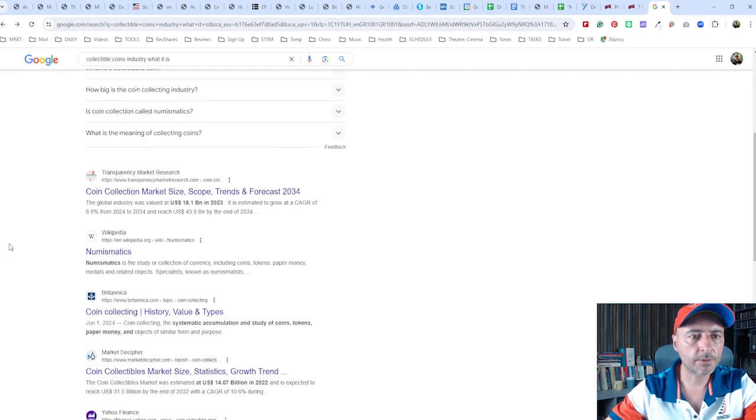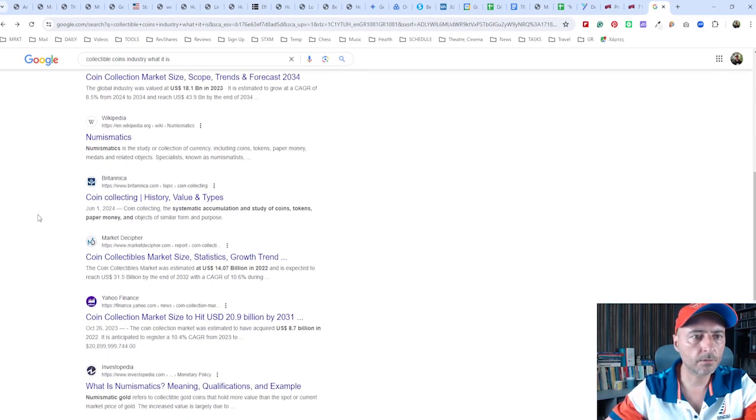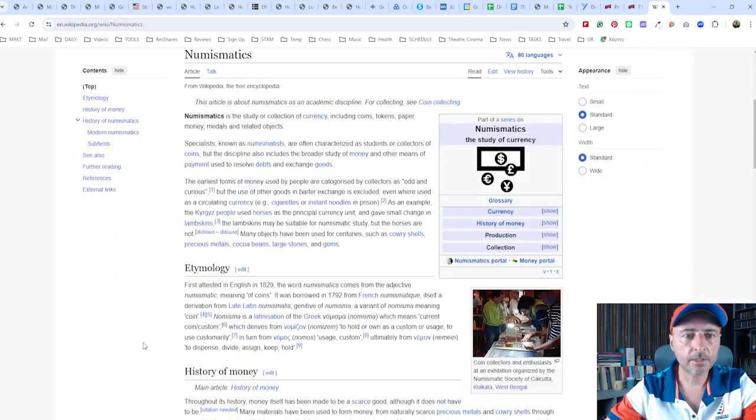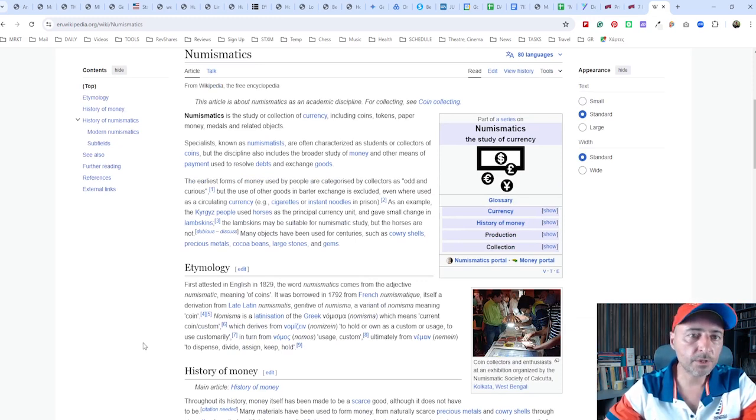Let's visit some other websites. Coin collection market size, numismatics. Numismatics is the study or collection of currency, including coins, tokens, paper money, medals, and related objects. Specialists, known as numismatists, are often characterized as students or collectors of coins, but the discipline also includes the broader study of money and other means of payment used to resolve debts and exchange goods.